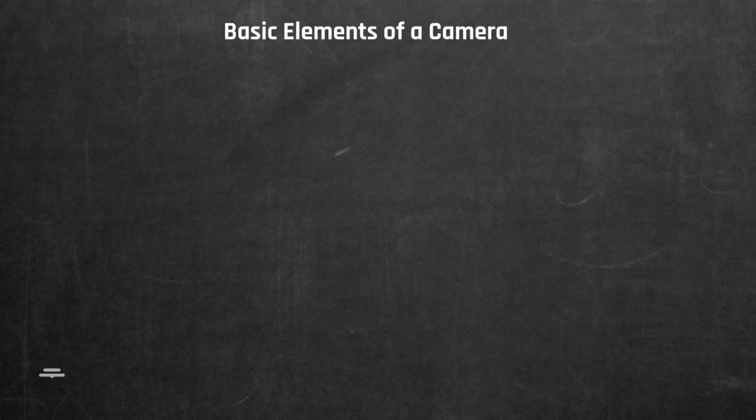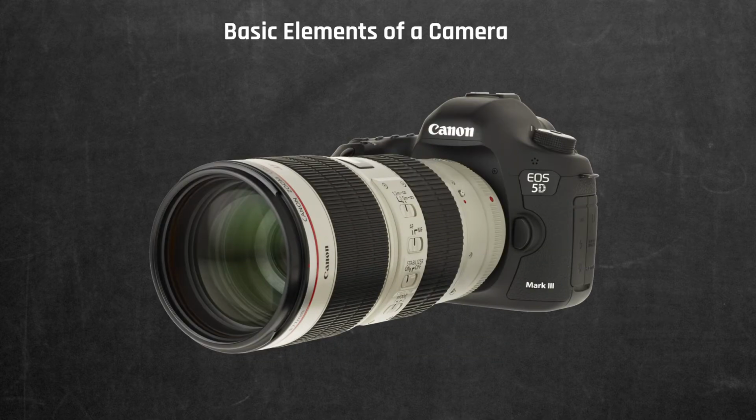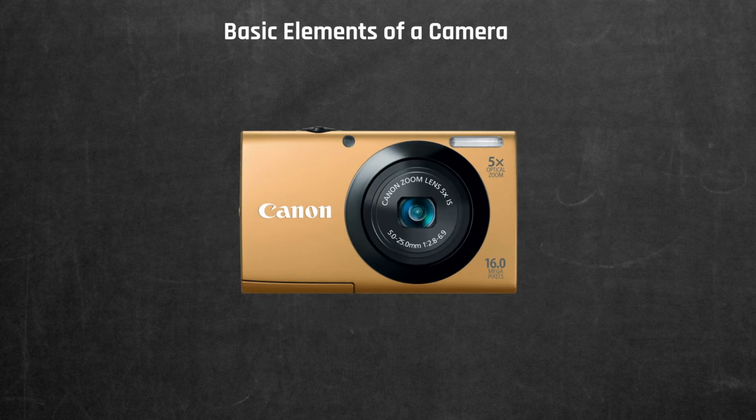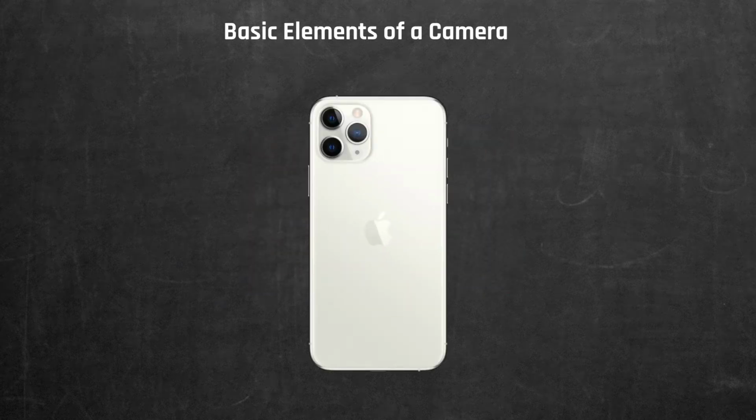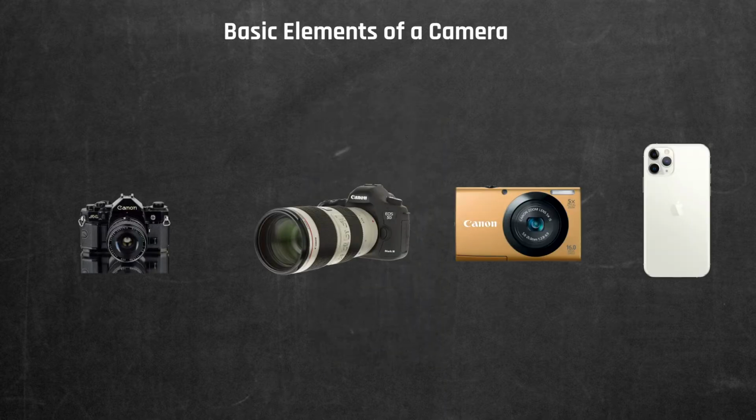Welcome to this chapter. In this chapter, we will talk about the basic elements of a camera. Everyone knows what a camera is. You probably have an SLR, DSLR, or point and shoot camera, and there is sure to be a camera on your phone. But what is a camera?